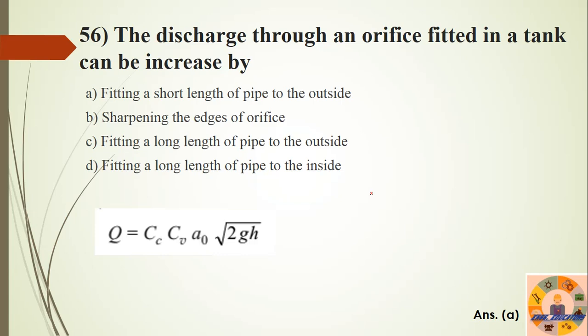And the right answer for this question will be option A, fitting a short length of pipe to the outside, because the vena contracta gets the opportunity to expand and fill the pipe, and for that case the CC, that is the coefficient of contraction, becomes equal to 1, so the value of Q increases.